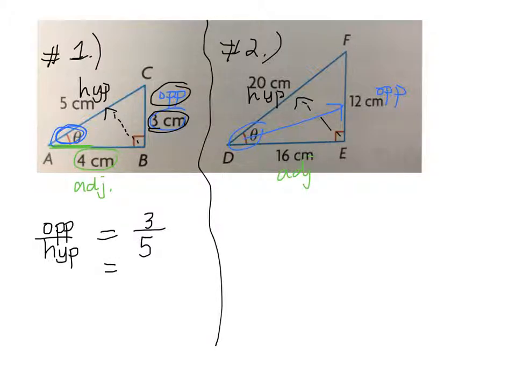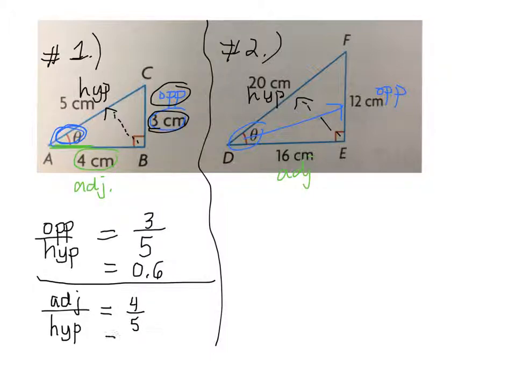What's 3 over 5? What's 3 divided by 5? 0.6. For number 1, let's do adjacent over hypotenuse. What is the ratio of the adjacent side over the hypotenuse as a decimal? Okay, good. 4 over 5, equals? 0.8, good. Let's do triangle 2.